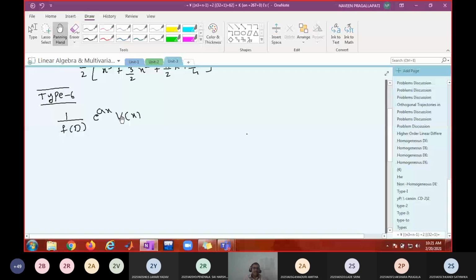Replace d with d plus a. Operate this on v of x. So that is called the shifting property. Whenever your function is multiplied with e power ax, shift e power ax outside and replace d with d plus a.